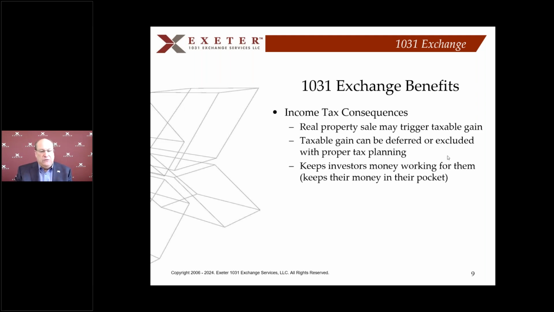So having said that, what's the real benefit of a 1031 exchange? And it's all about income tax consequences. When you're selling real estate, it's probably going to trigger a capital gain tax and probably trigger a depreciation recapture, etc. If you do nothing, if you just sell it, it's going to trigger those taxes, and that can be very expensive, very painful. But they can be deferred or excluded depending on your goals and objectives and proper planning in which part of the tax code you're going to be using.